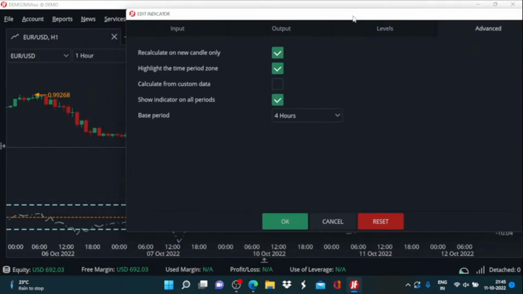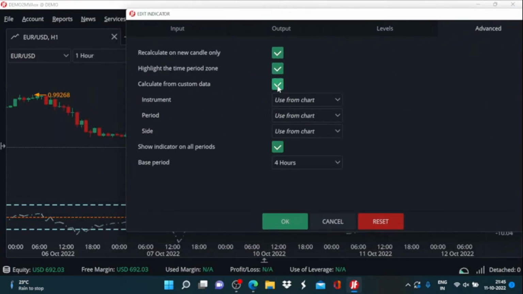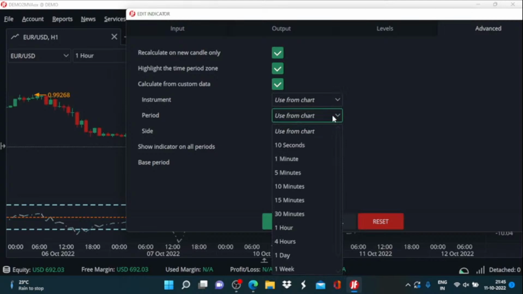If you want to customize the calculation further, you can go for customization of the instrument, of the candle period, or of the spread side. So you can use it from the chart or you can define it yourself. Same applies for the candle period. You can use it from the chart. So whatever is the chart's candle period, the indicator will be calculated for the same candle period.